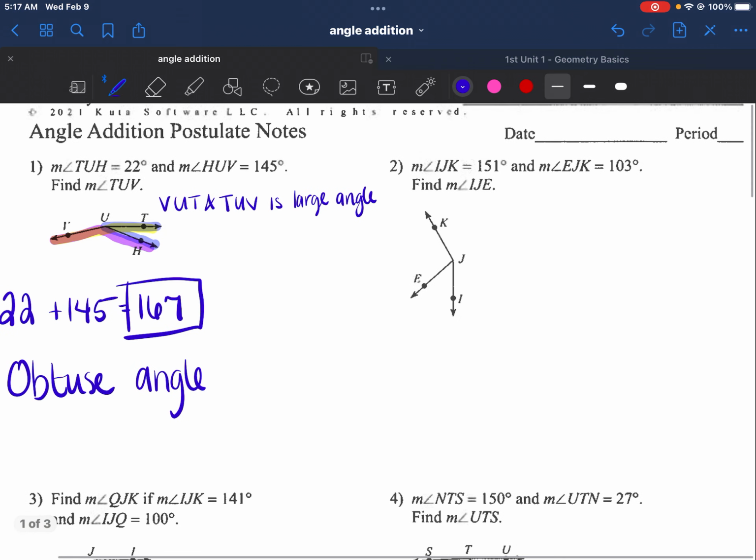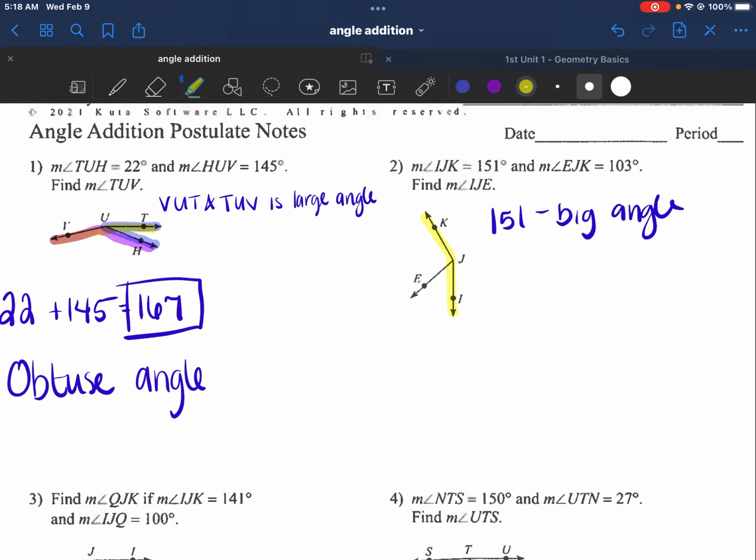So, let's go ahead and go to number 2. I'm going to always highlight my big angle using my yellow highlighter. First of all, I, J, K, your 3 outer points, is your big angle. That's just how it is. This interior point will create 2 interior angles, okay? So, let's see. If IJK is 151, that means the big angle is 151.